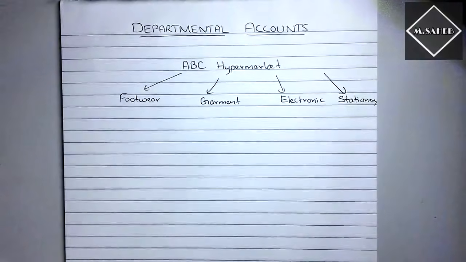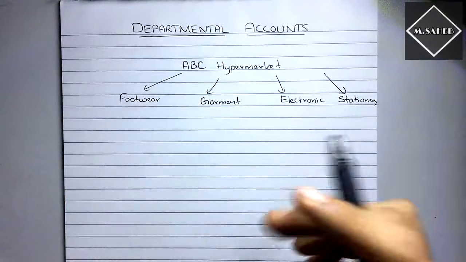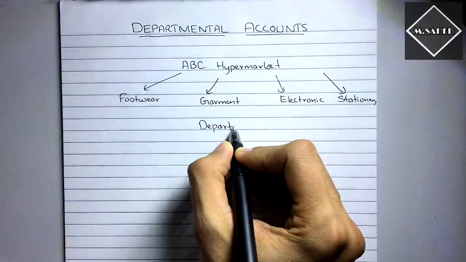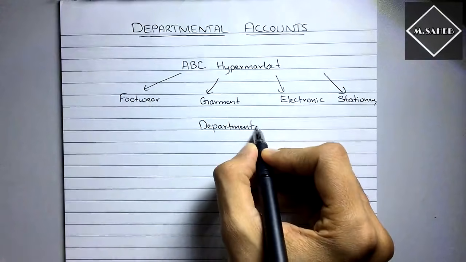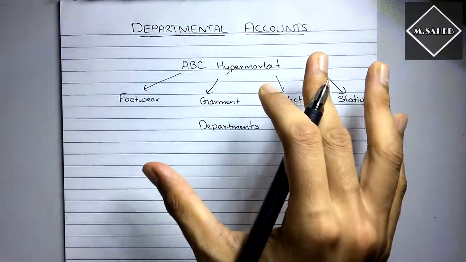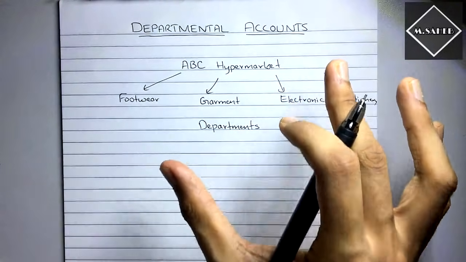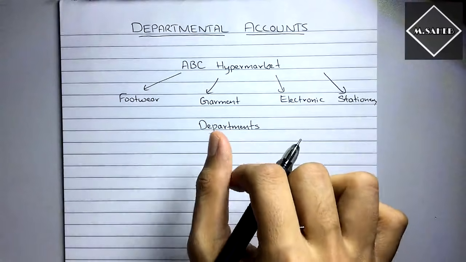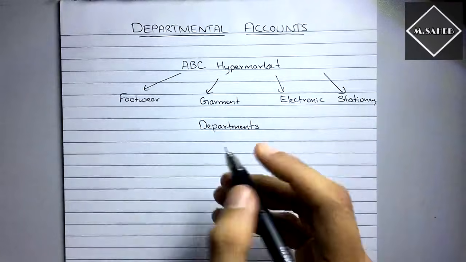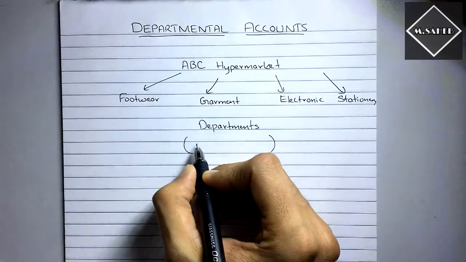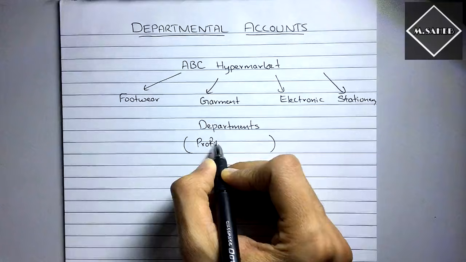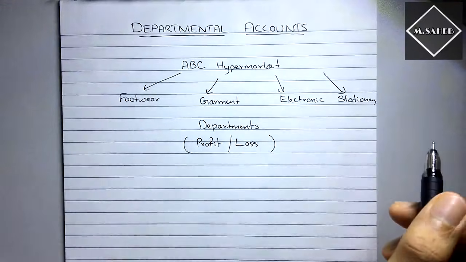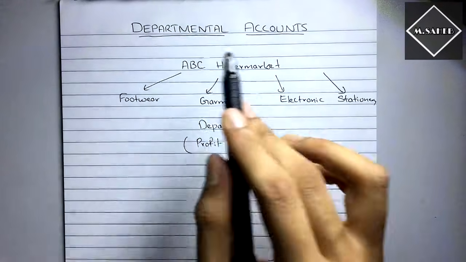So now these sections are called what? These sections are called departments. We all know that. Now in this chapter, we are going to do the accounts of these departments separately. That's the main thing over here. We are going to find out the profit or loss made by each of these different departments. That's the main objective of departmental accounts.